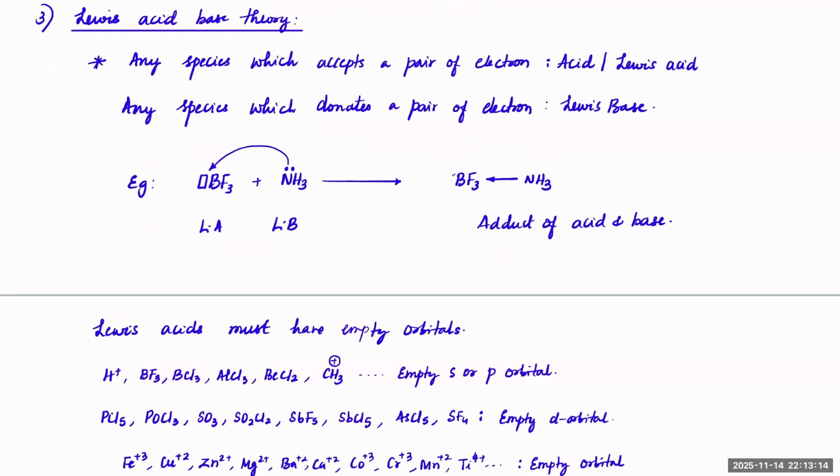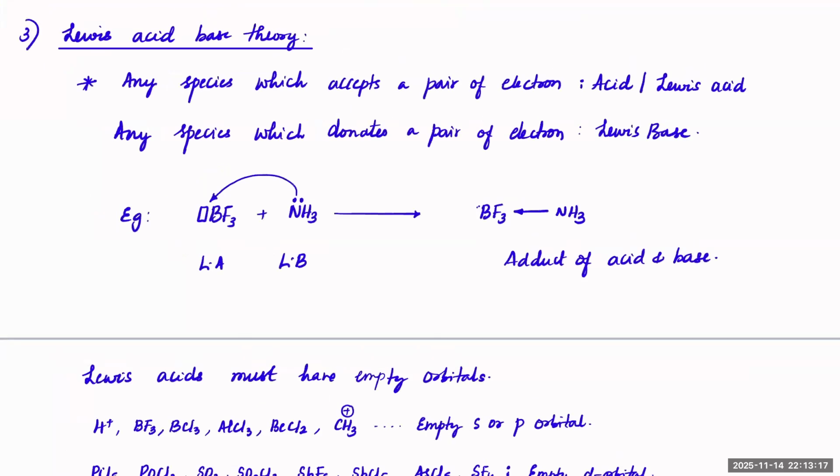Now let's understand the third theory. Okay, this is the most generic theory. So far, we have discussed Arrhenius acid-base theory and Bronsted acid-base theory. Next, let's see Lewis acid-base theory.